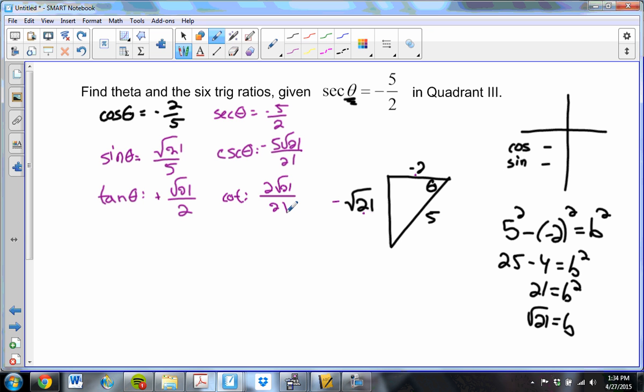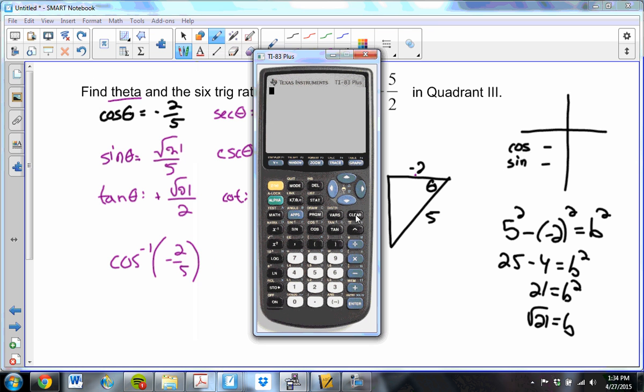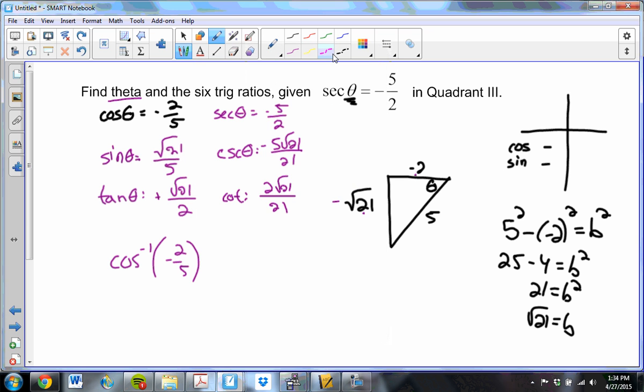Now the last question is, what's theta itself? What's the actual angle measure? So I can do a cosine inverse of negative 2 over 5. But this probably won't give me the right angle. In fact, I know it won't give me the right angle because it's in quadrant 3. So the cosine inverse of negative 2 divided by 5 is telling me 113 degrees. Well, 113 degrees would be here, because cosine values always come in quadrants 1 and 2. Sine values always come in quadrants 1 and 4.